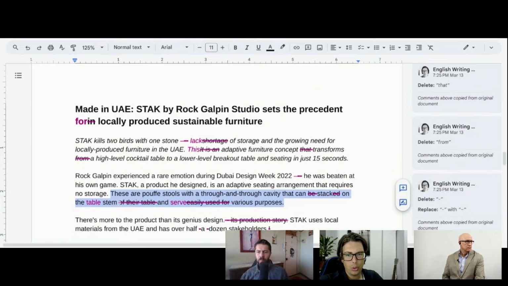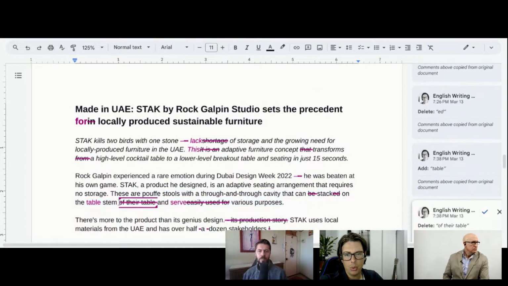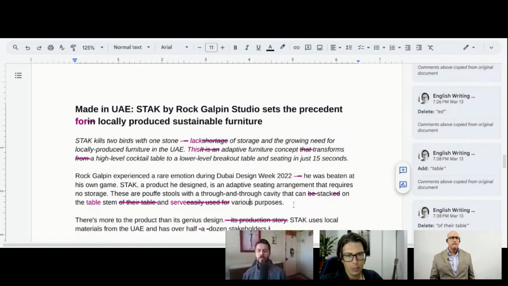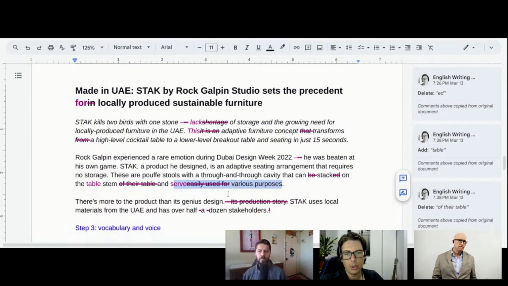We can also save words by turning "of their table" into an adjective, a word that describes the table stem. That's a good way to avoid too many of these prepositions. Good way to tidy up sentences. "Serve various purposes." That's maybe a vocab thing. "To serve purposes" is a typical collocation, and again, it saves us on words.